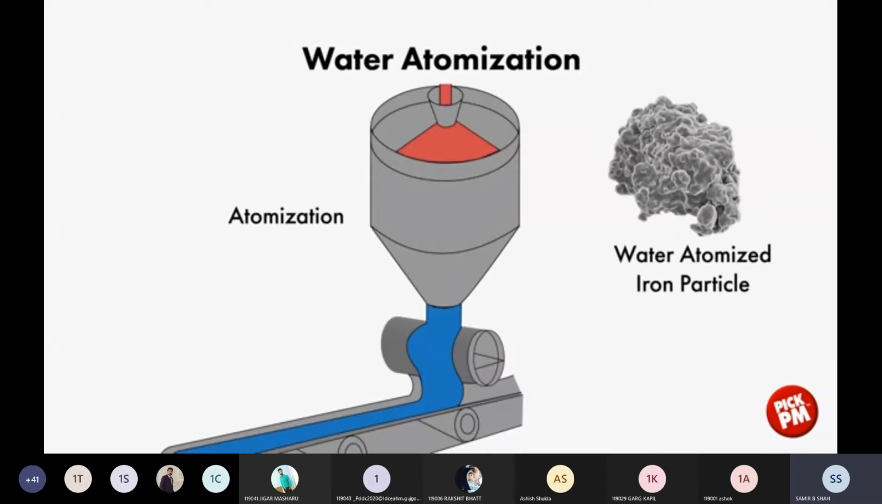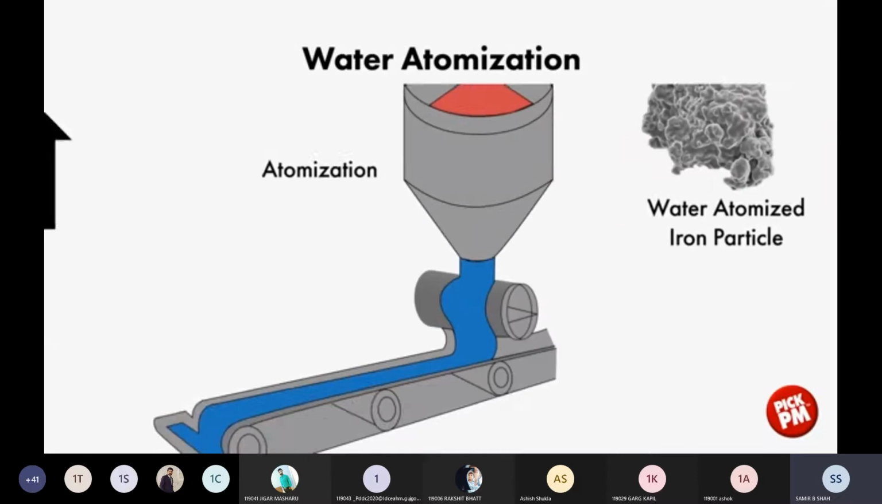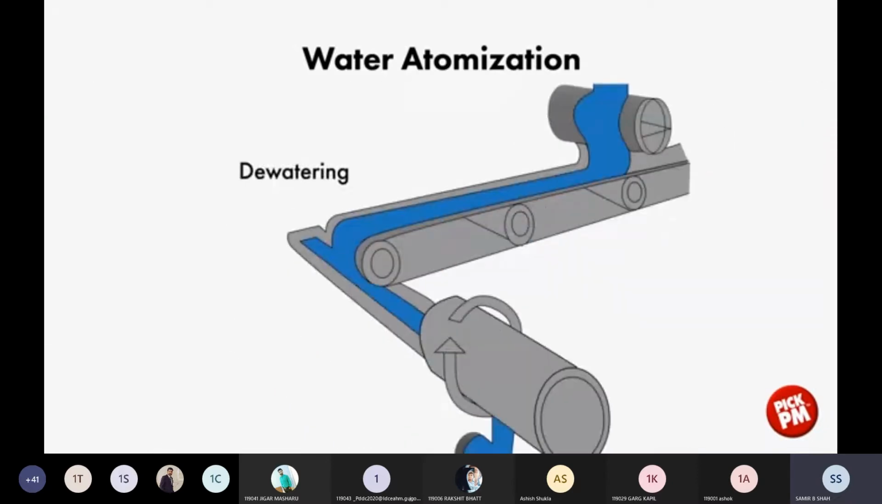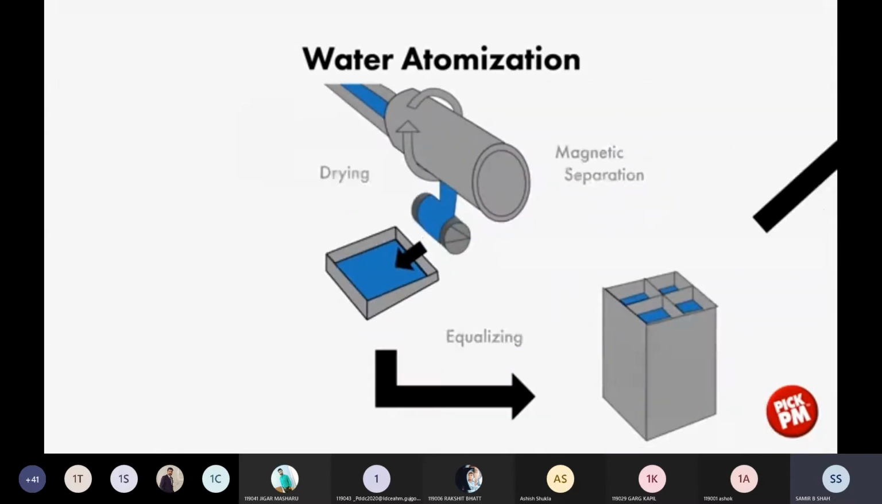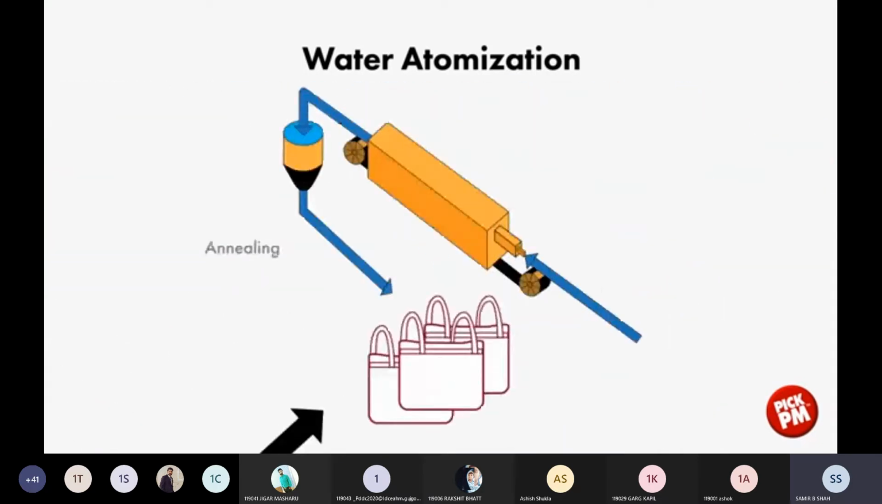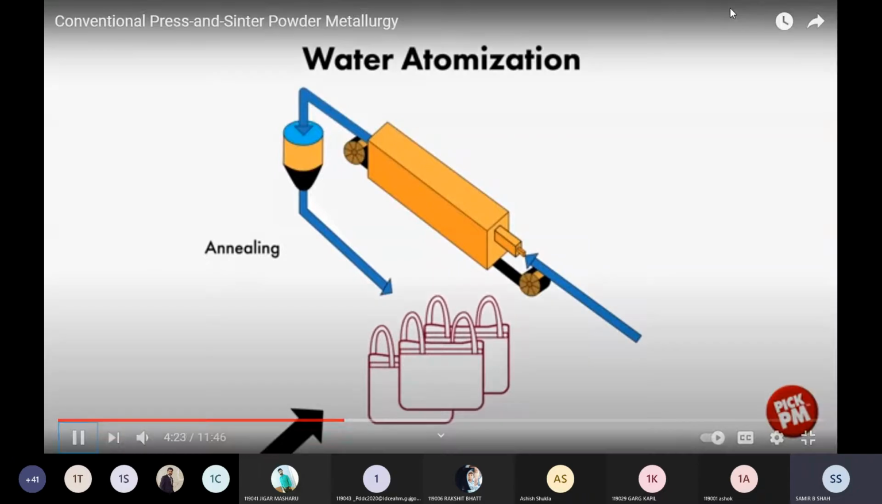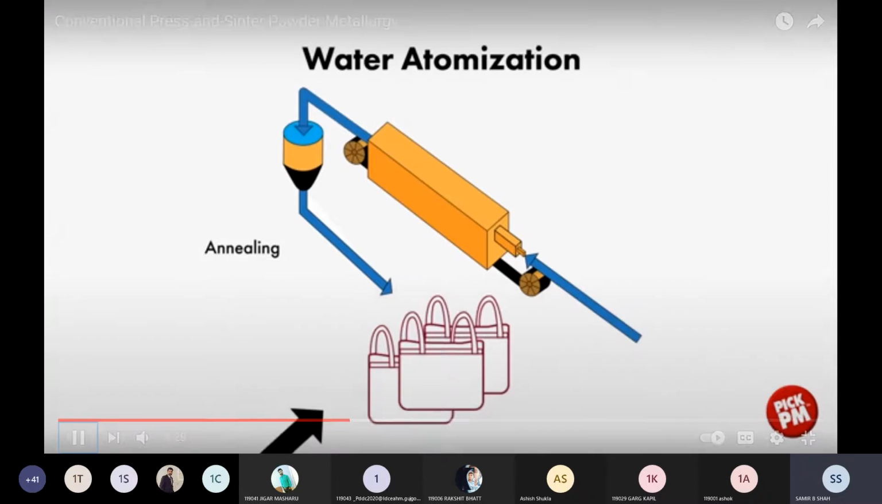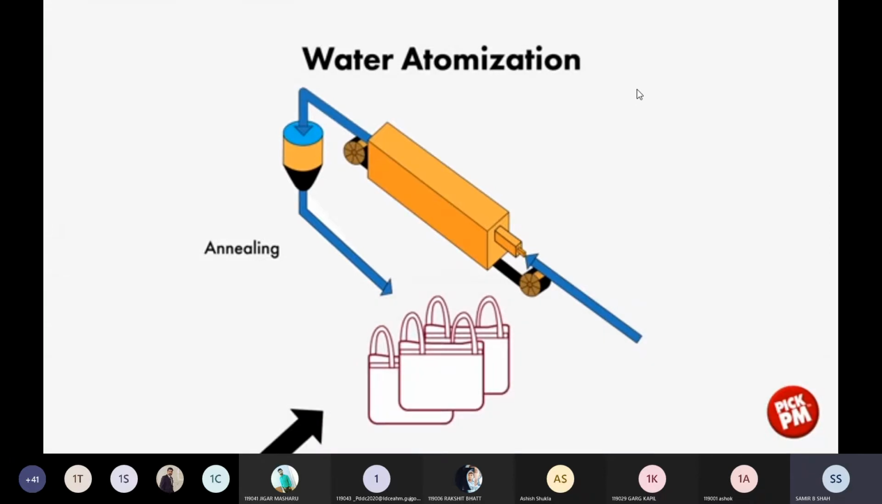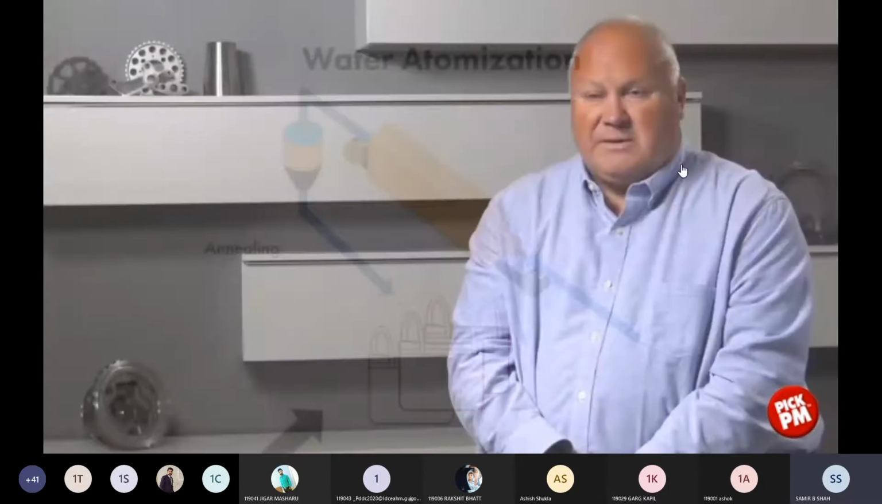a powdered material. After the material is atomized, it goes through a dewatering process, and then the black powder is stored in bins. From those bins, the material goes into the annealing furnace, where it is annealed in a protective atmosphere to remove the oxidation that's introduced during the water atomization process. After annealing, the powder cakes are then pulverized and crushed and subsequently screened and packed out ready for shipment.